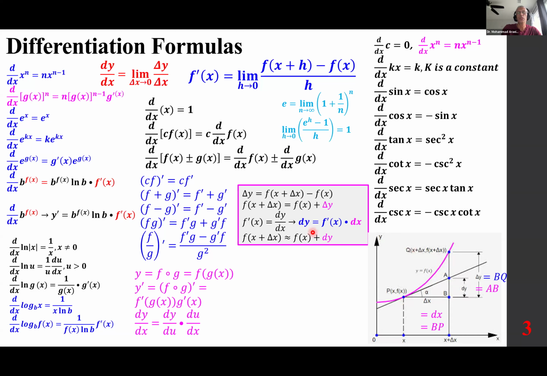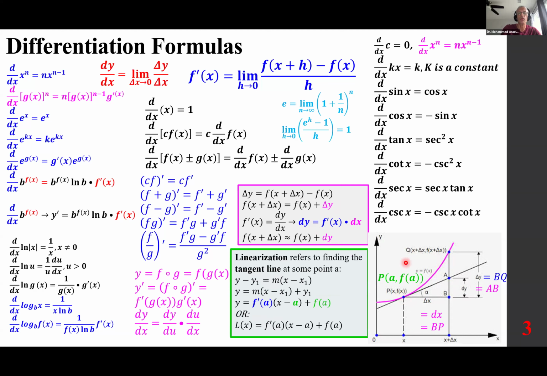dy is f prime of x times dx, and sometimes it can approximate that. Also, if you write the equation of a tangent line at a, f of a, that is known as linearization. Linearization refers to finding the tangent line at a specific point, and then we call it L of x.